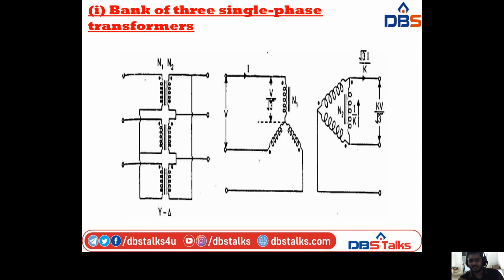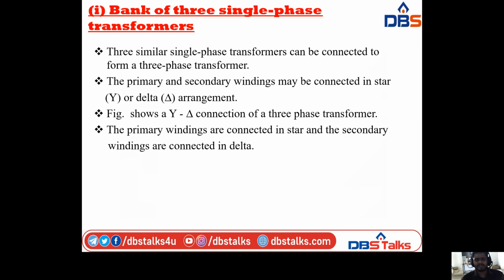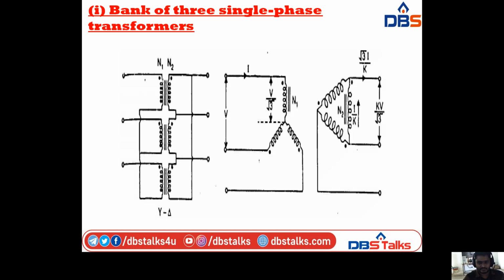Here in the first diagram, we are taking three single-phase transformers, whose primary is connected in star and whose secondary is connected in delta. So the primary windings are connected in star and the secondary windings are connected in delta. That's why I showed you three diagrams. The star connection is for the primary and the delta connection is for the secondary.